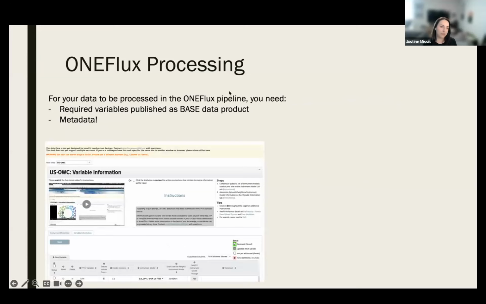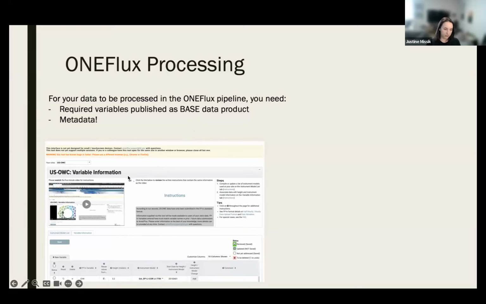And then also for your data to be processed, you need the required variables to already be published, but then it's also important that you have the required metadata for these variables too. So this is another reason why it's important to keep track of your metadata. So you need to basically, for all of the variables that are required for OneFlux processing, have all of their information updated, and they have this variable information tool.